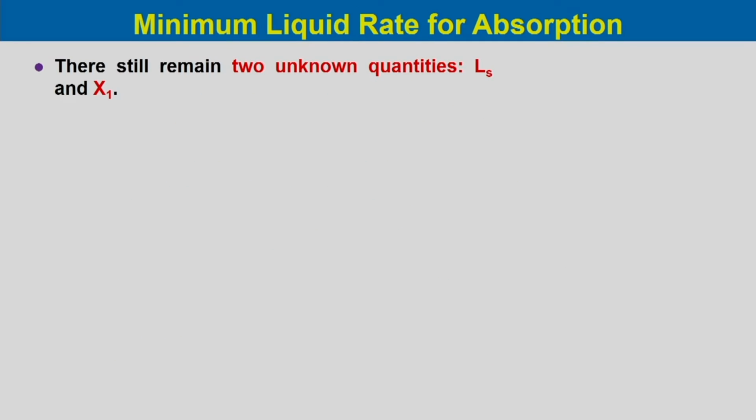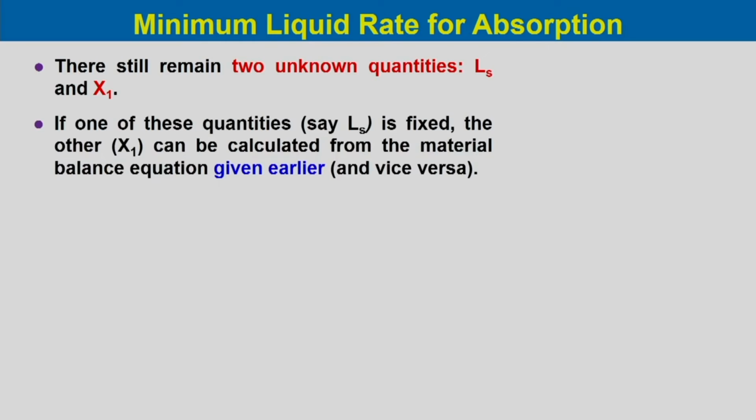Now, there still remain two unknown quantities, Ls and X1, which have to be determined. If one of these, say Ls, is fixed, the other, X1, can be calculated from the material balance equation given earlier, and vice versa. So, either Ls is fixed and you can calculate X1 from the material balance, or X1 is fixed and then you can calculate Ls.